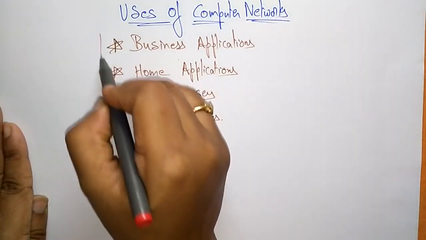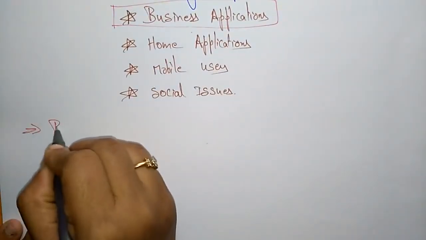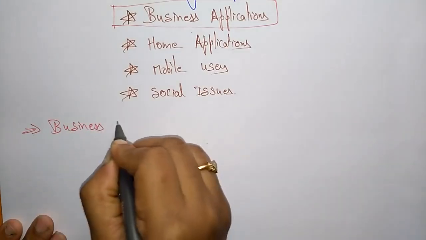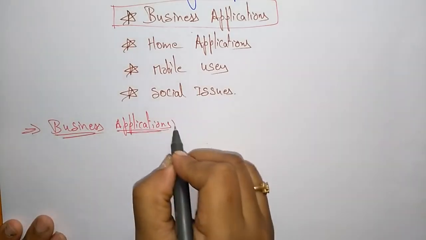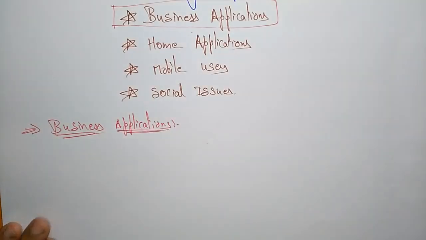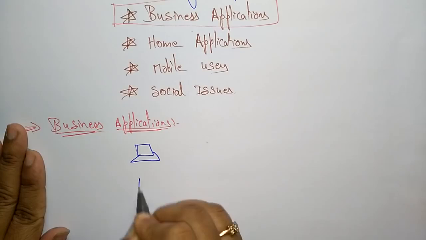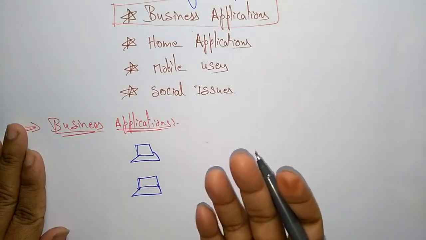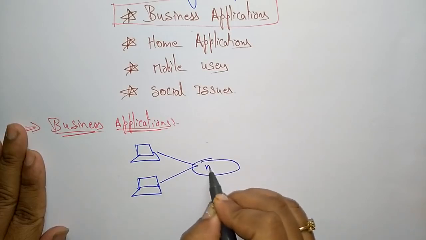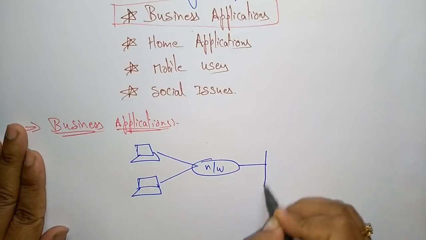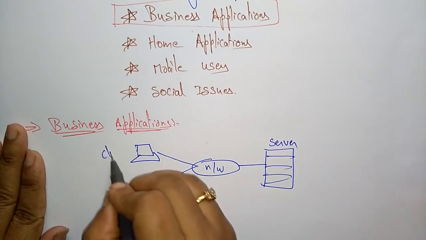So let me discuss the first application, that is the business application. In business application, where are we using this computer network, let us see. Suppose this is a client. These are the clients. Clients are nothing but the users. These clients are connected with a network or using one server. This is a server and these are the clients.